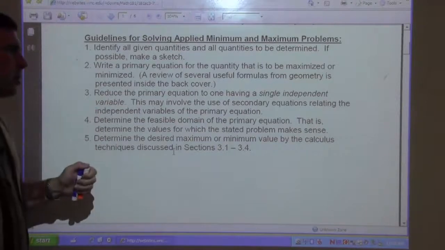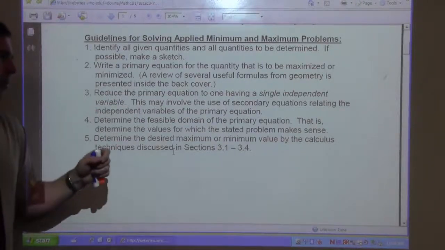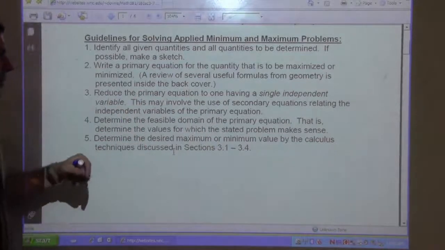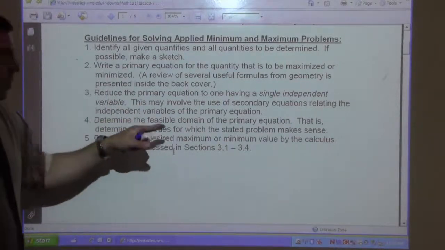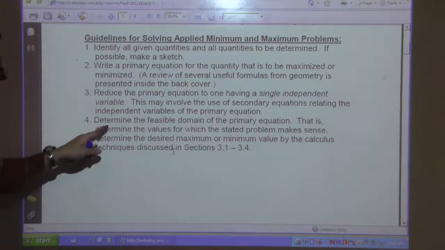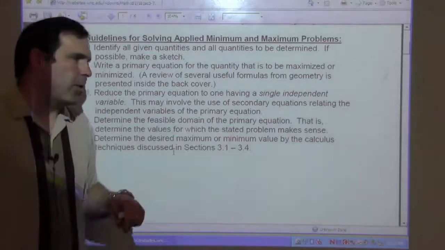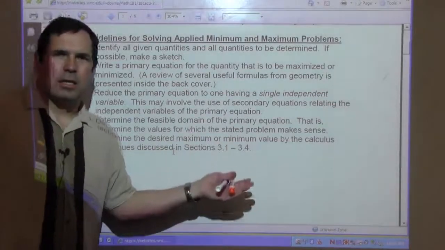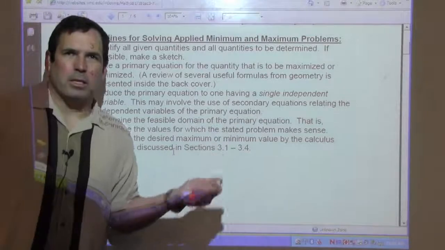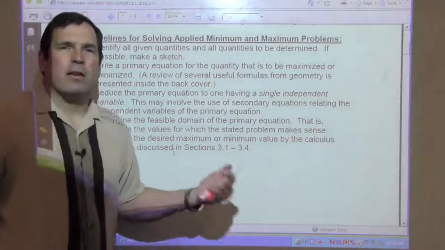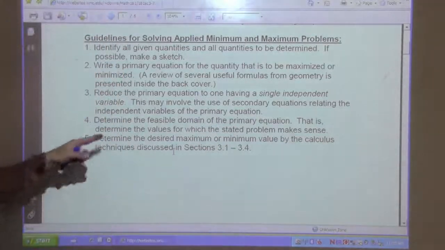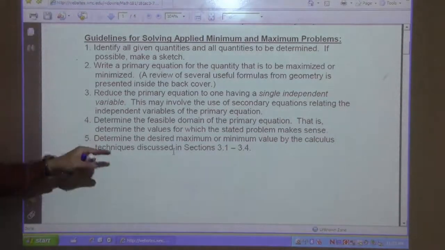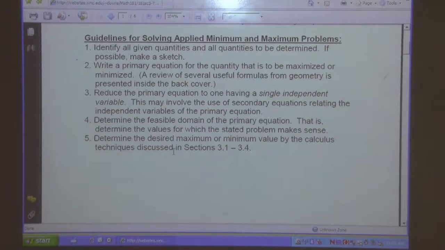3. Reduce the primary equation to one having a single independent variable. So you might have two variables, you've got to work it down to one variable. This may involve the use of secondary equations related to independent variables of the primary equation. 4. Determine the feasible domain of the primary equation, that is, determine the values for which the stated problem makes sense. If you're talking about people, negative people wouldn't make sense. 5. Determine the desired maximum or minimum values by the calculus techniques discussed in sections 3.1 through 3.4.